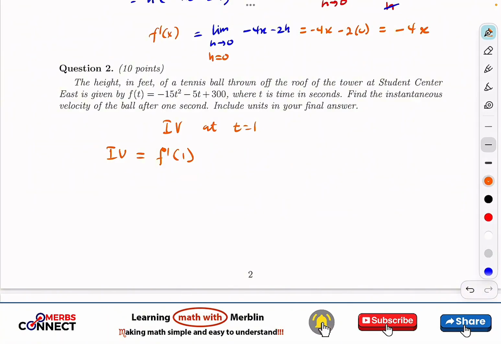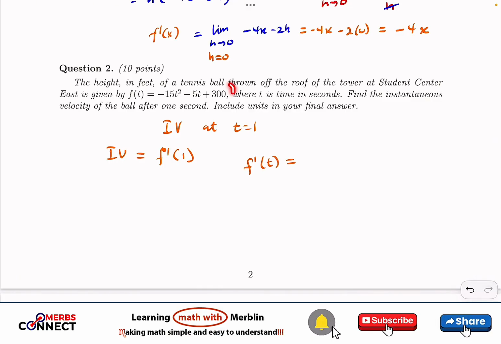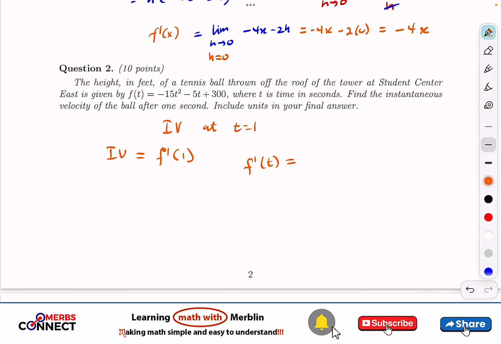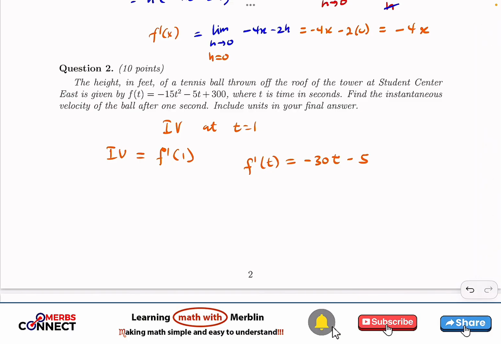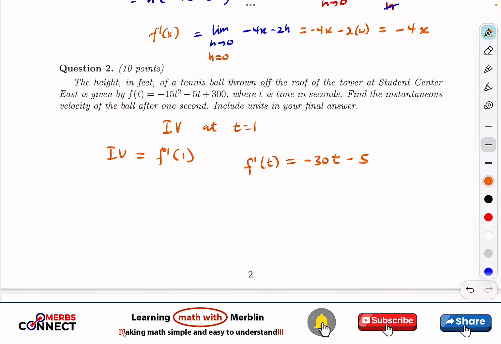So now let's see what we can get here. So now we need f prime. So f prime of t is equal to, so let's differentiate this. We are going to have minus 30t minus 5. So I use the power rule to differentiate this. Let me write the t again.